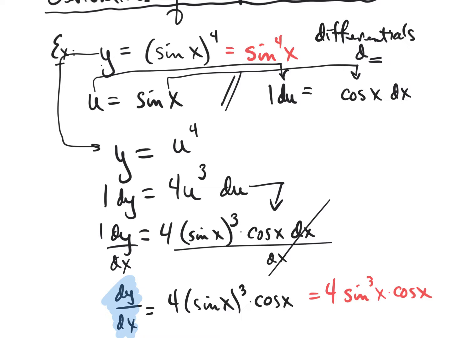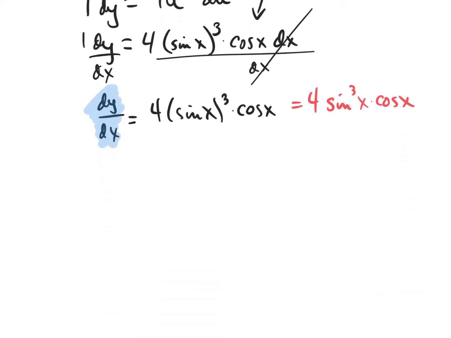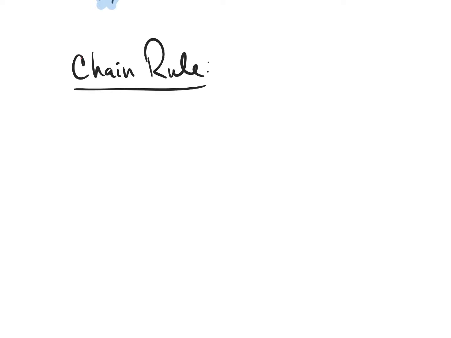Okay, but I want to now introduce you to a much quicker, much more efficient way to do problems involving derivatives of composite functions. I better switch back to black, there we go. This is called the chain rule. It's the rule that we use for the derivative of composite functions.